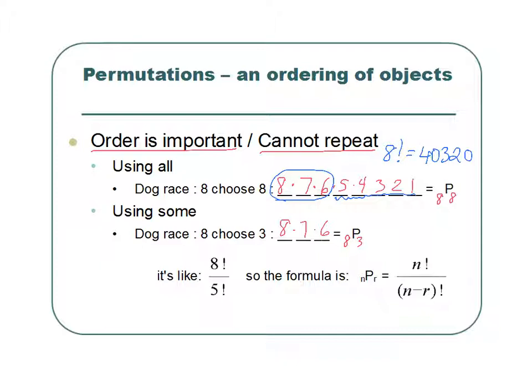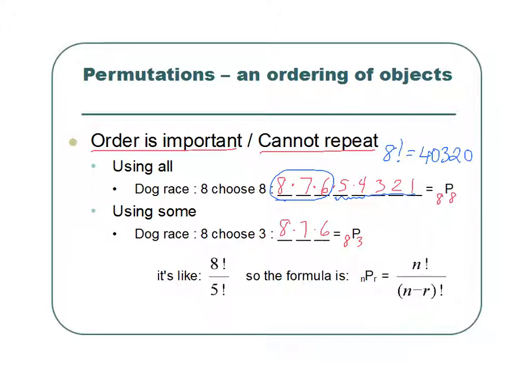The formula then, when we do permutations of n items, and I'm going to choose r of them, I'm going to take n factorial and divide it by (n minus r) factorial. So if you look at this one, it was 8 minus 3 factorial. That's where I got my 5 factorial. And that's a nice formula.